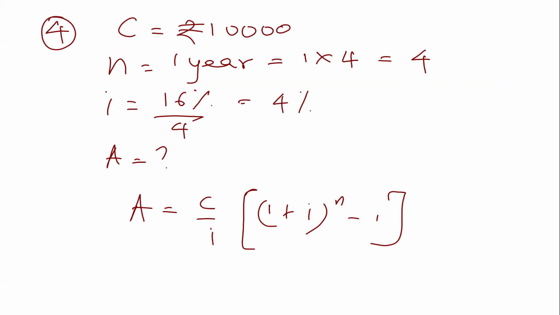Okay, but the critical thing to understand over here was, when we have a quarterly problem, multiply the number of years by 4 and divide the rate of interest by 4. Okay, so let us move on to the next problem.